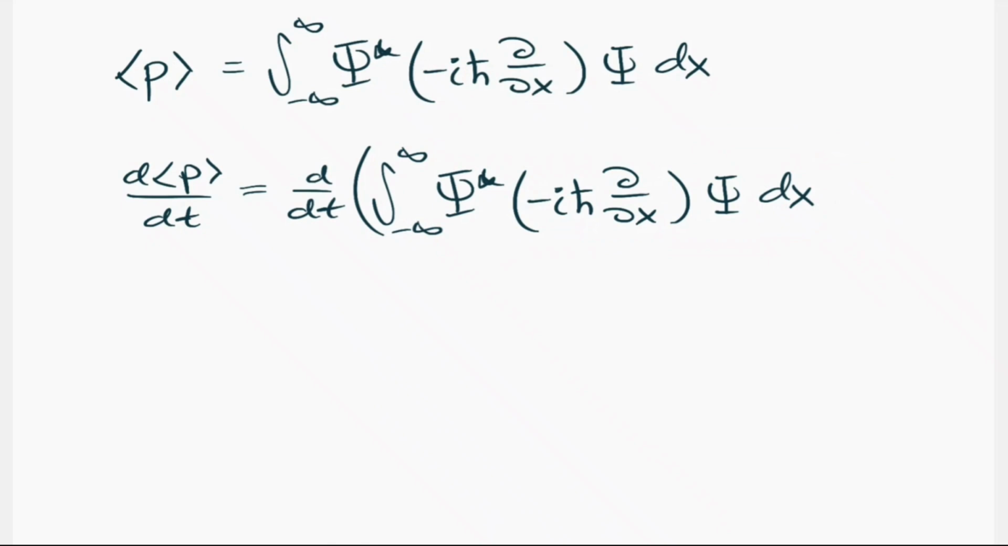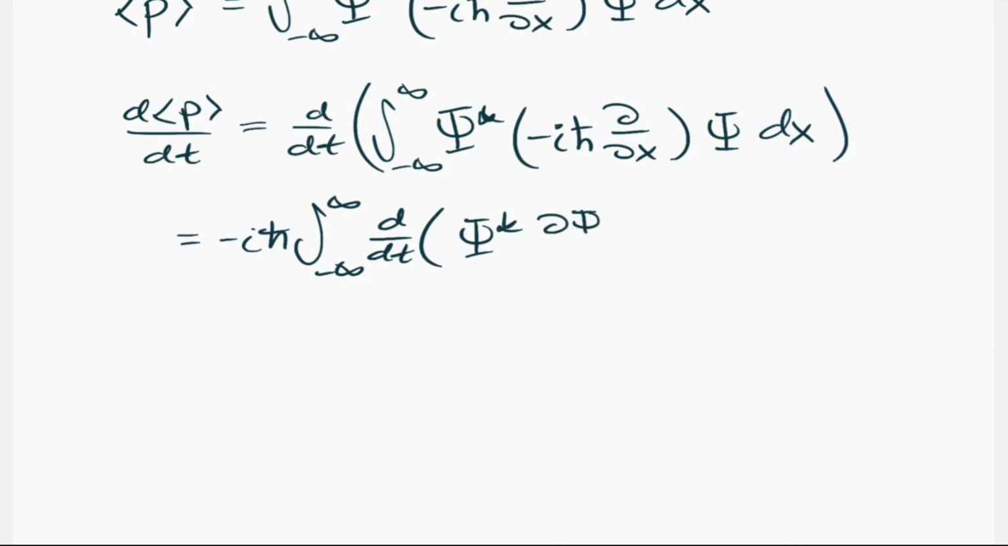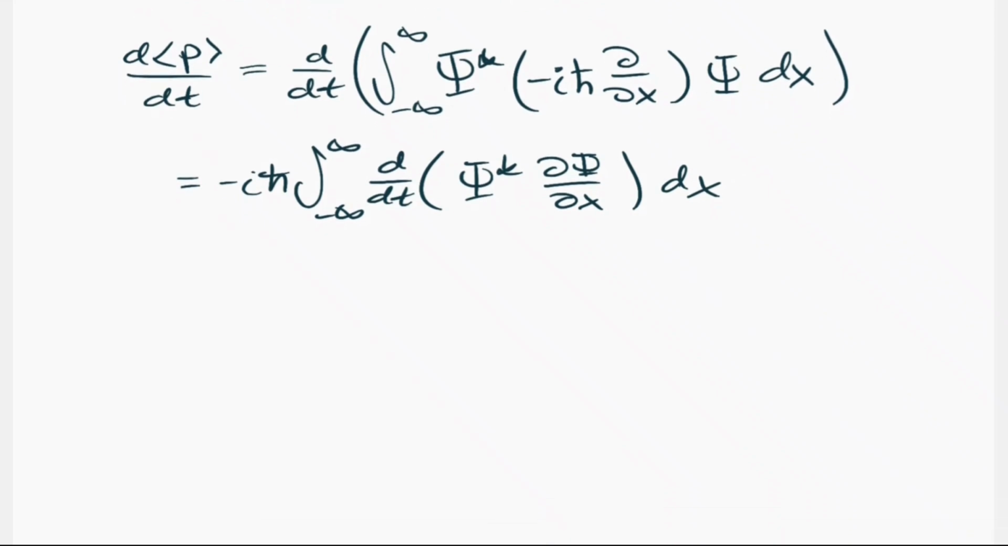So the derivative with respect to time of that, which we already wrote. And essentially, if we can, we'll write it like this. That is equal to negative i h bar, integral from negative infinity to infinity, and then we're going to say d/dt of psi star d psi dx, dx.